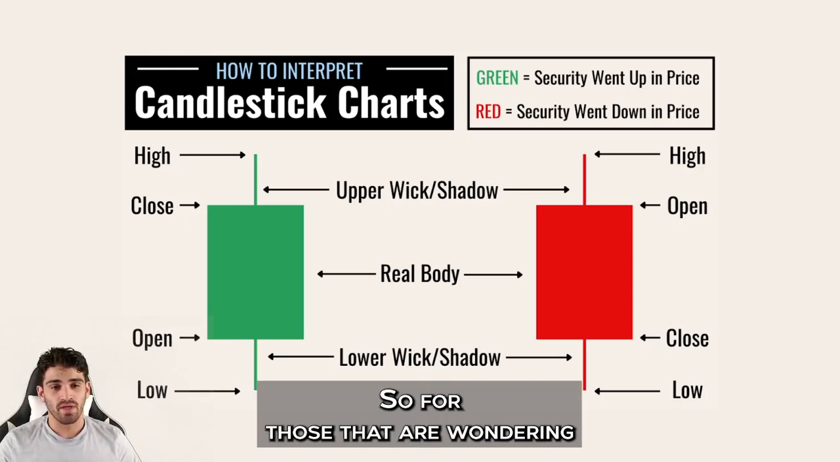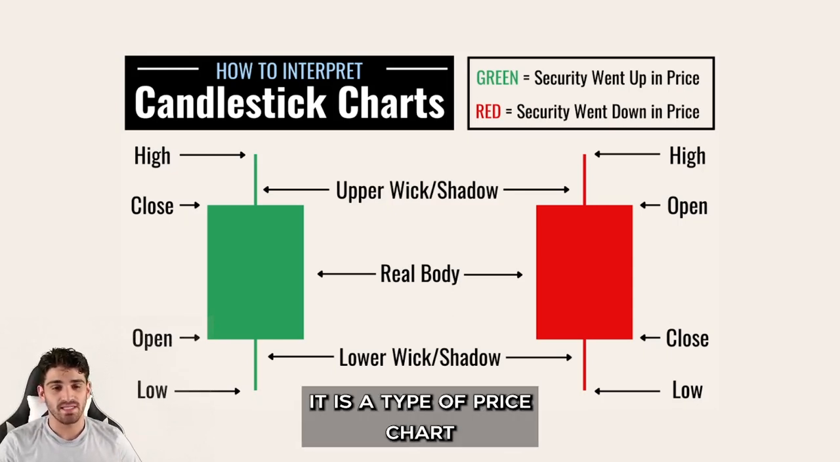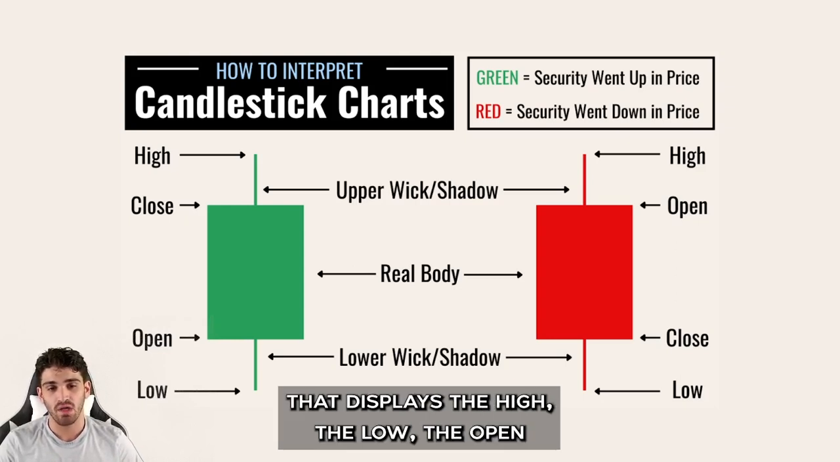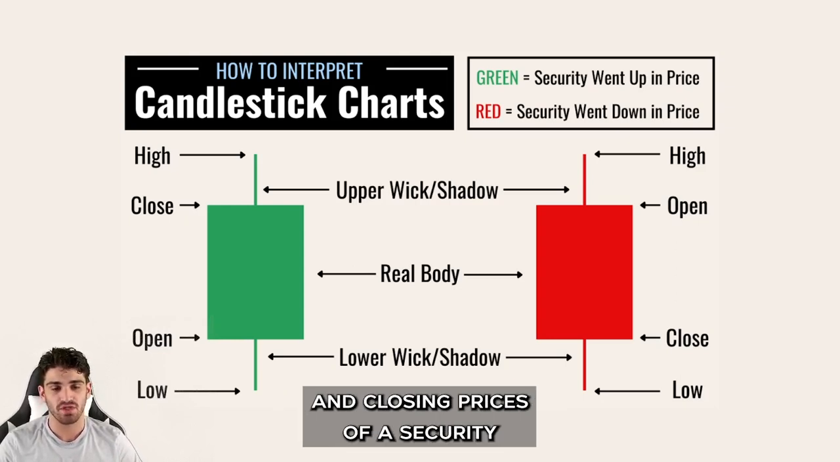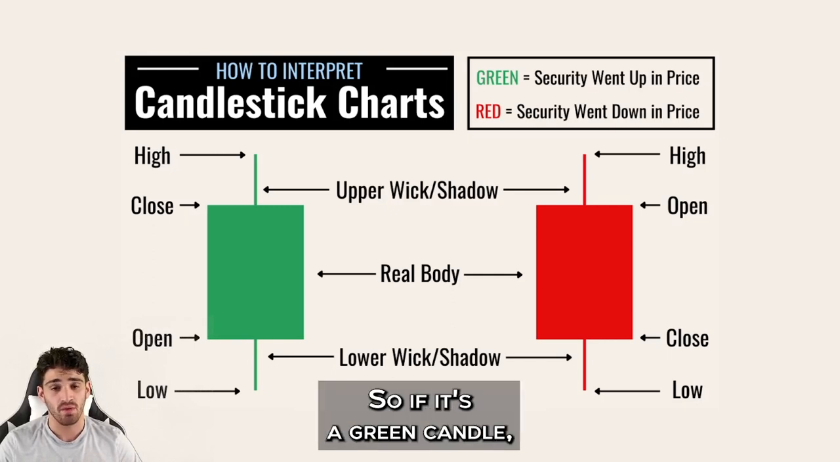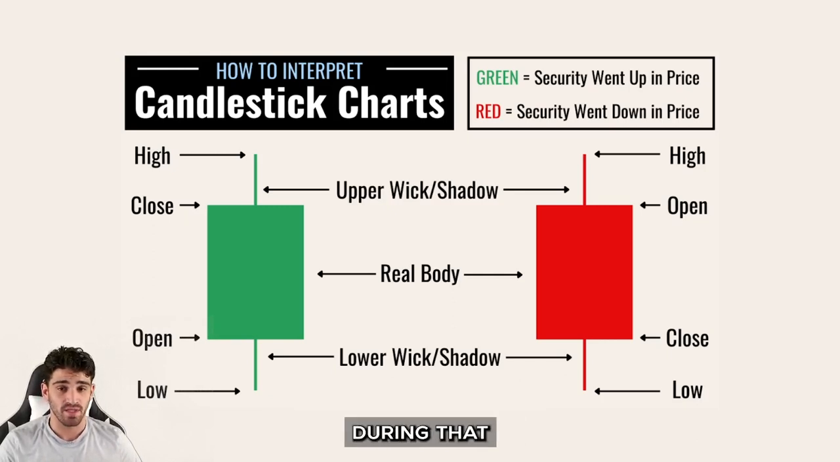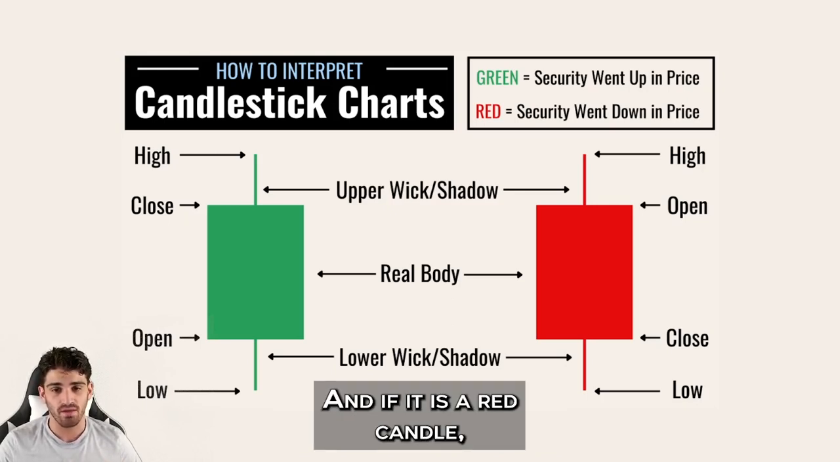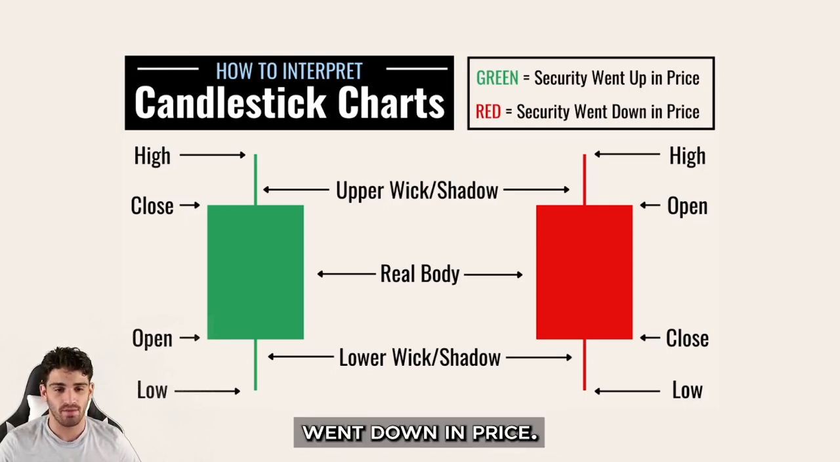For those that are wondering what exactly a candlestick is, it is a type of price chart used in technical analysis that displays the high, the low, the open and closing prices of a security for that specific period. So if it's a green candle, that means that during that specific period that you're analyzing, the security went up in price. And if it is a red candle, it means that the security went down in price.